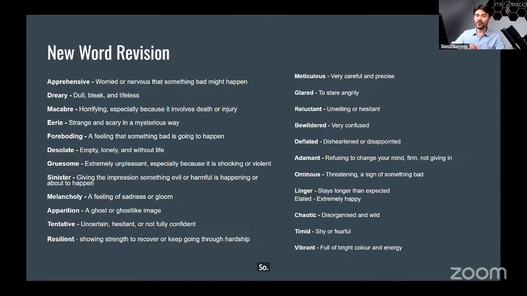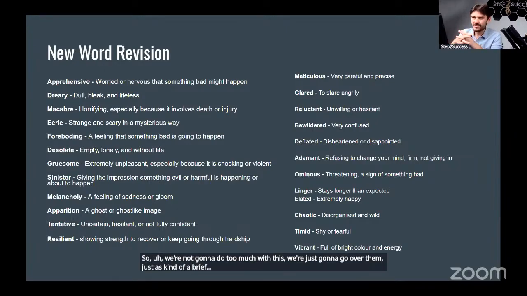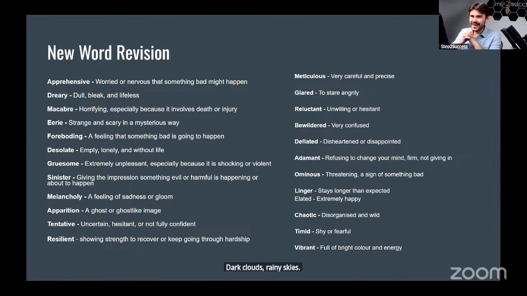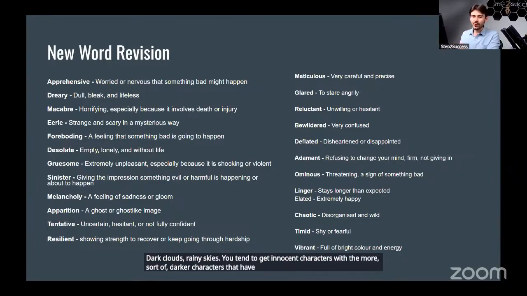So we're not going to do too much with this. We're just going to go over them, just as a brief revision more than anything else. But we started with last week, we looked at specifically the Gothic genre. So these are our more gloomy, darker stories. The ones with a dark setting tend to be in isolated places like castles or abandoned mansions, that sort of thing. Dark clouds, rainy skies. You tend to get innocent characters with the more darker characters that have a side motive.